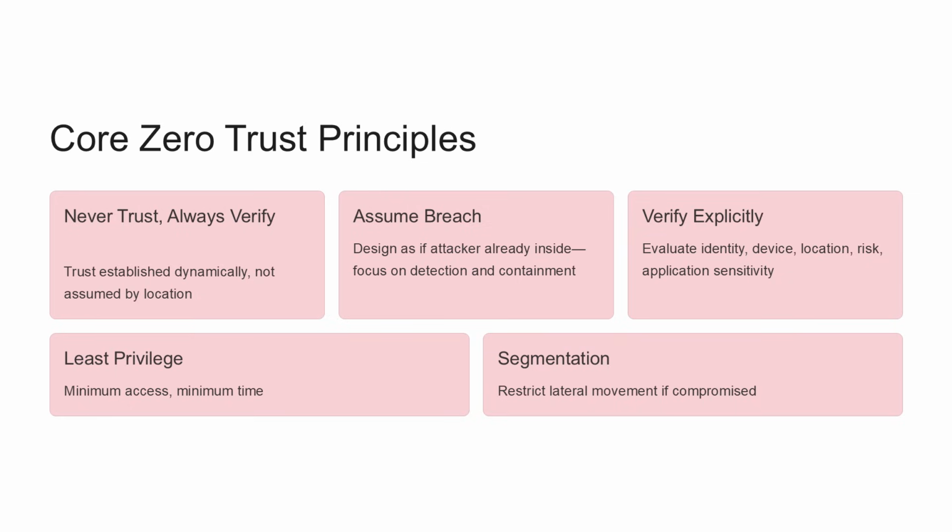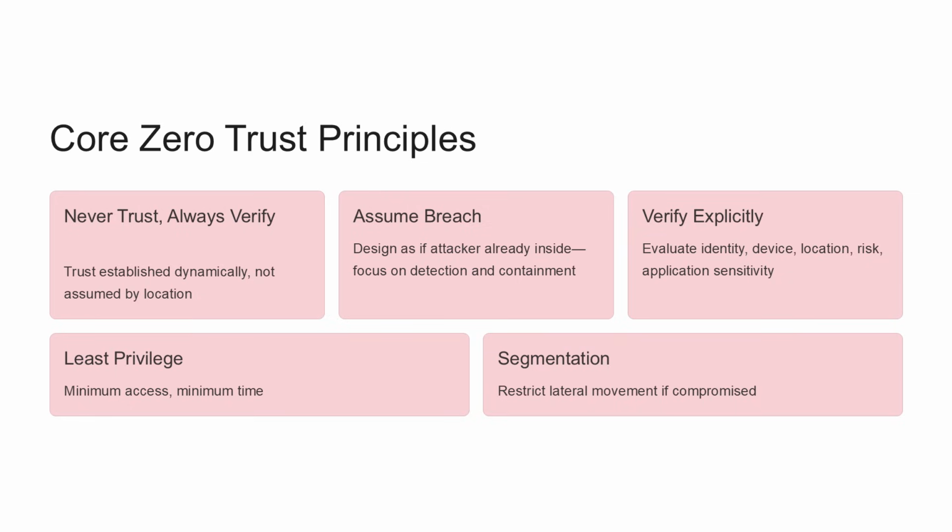At its core, zero trust rests on a few foundational principles. As an architect, you must internalize them deeply. Never trust, always verify. This does not mean distrust your employees. It means trust must be established dynamically, not assumed based on location. Assume breach. You must design architecture as if an attacker is already inside. This shifts focus from prevention only to detection and containment. Verify explicitly. Every access request must be evaluated using multiple signals: identity, device posture, location, risk signals, application sensitivity, least privilege access. Access must be granted only to the minimum resources necessary and only for the time required.